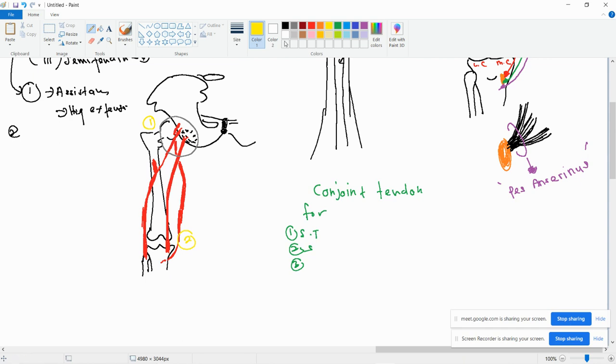Understood? That's why we call this hamstring biarticular muscles. Understood? Biarticular muscle. Meaning that this muscle crosses two joints. Bi means two, right? This muscle crosses two joints. Number one, they cross the hip joint. Number two, they cross your knee joint.